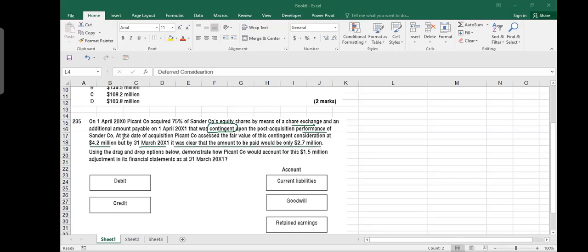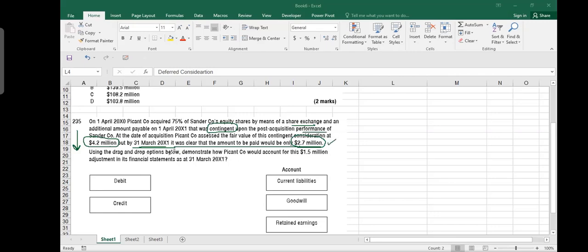Okay, let me see. It says at the date of acquisition, Pecan company assessed the fair value of this contingent consideration at 4.2 million. So when you purchased, you thought you would pay 4.2. This was your estimate. But by 31st March 2001, like by the end of the year, your estimate decreased. Why is your estimate decreasing? Maybe the business which you acquired is not doing well. This contingent consideration depends on certain profit levels. If those profit levels are not being achieved, then you would not pay the full 4.2. You said, I'm going to pay 2.7.